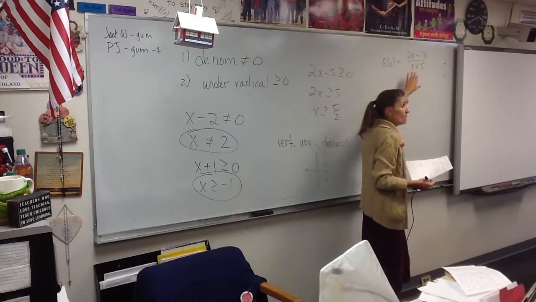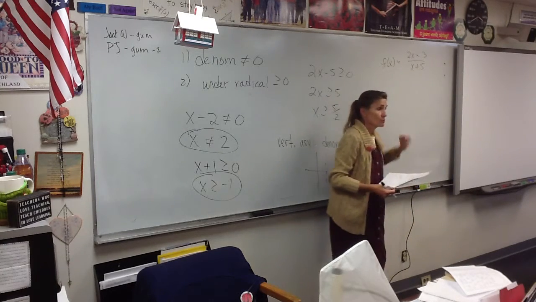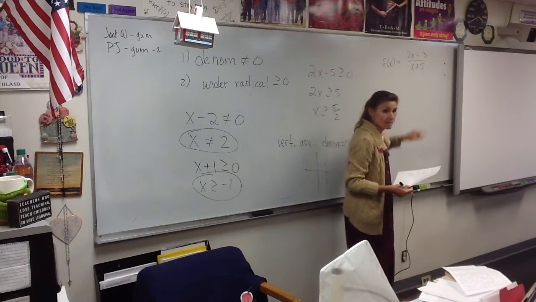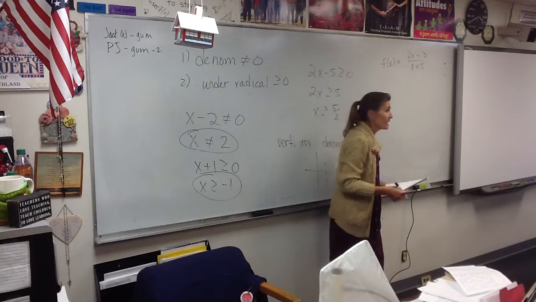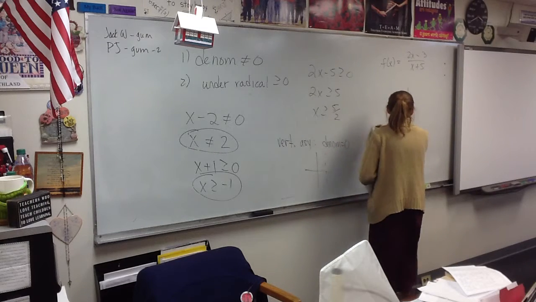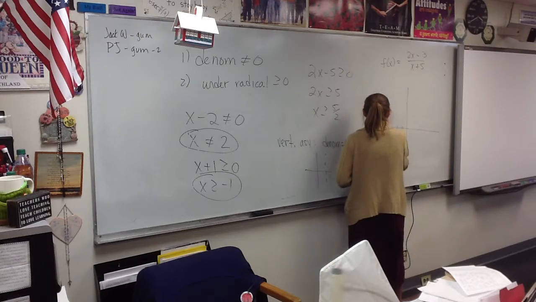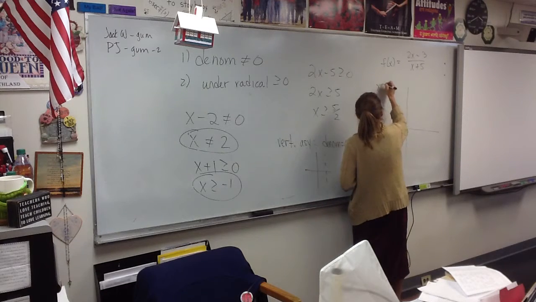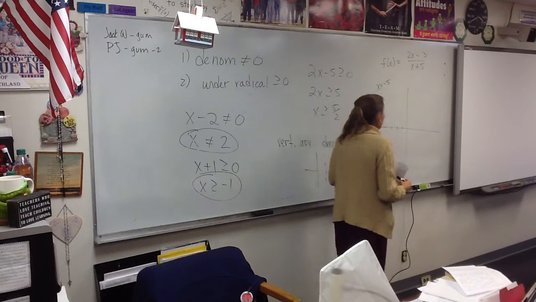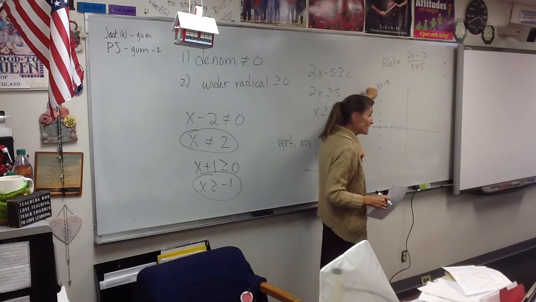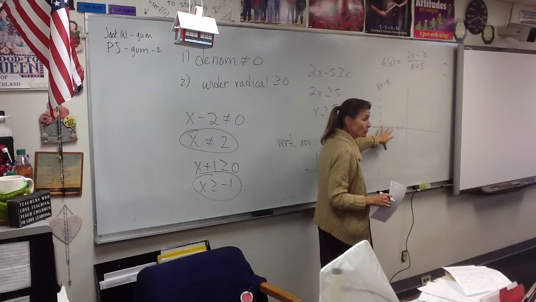Now, what number would make this denominator 0? What would you put in that would make the denominator 0? -5. So you're going to draw a vertical asymptote at x equals -5. That's what you're going to draw on your paper. And you're going to write x equals -5. You're going to draw just what Mrs. Ford drew.